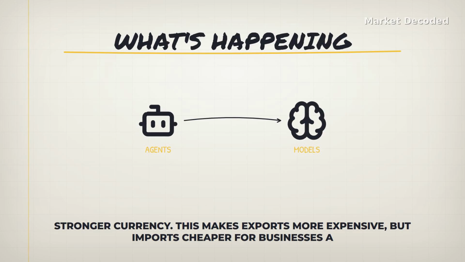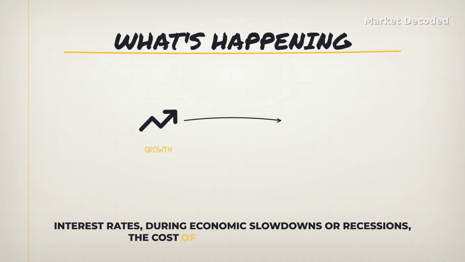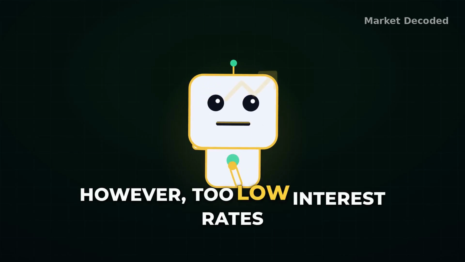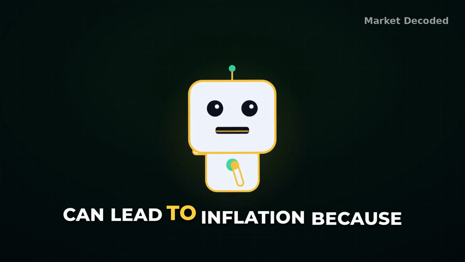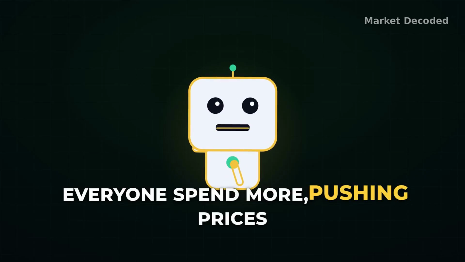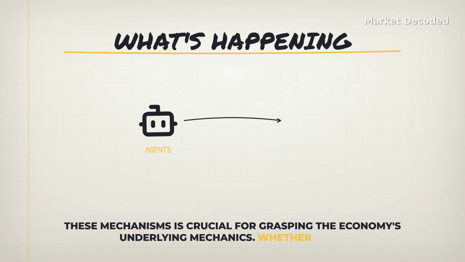On the flip side, when central banks lower interest rates, during economic slowdowns or recessions, the cost of borrowing decreases. This encourages spending and investment, helping to boost growth and employment. However, too low interest rates can lead to inflation because money becomes too cheap, making everyone spend more, pushing prices up. Understanding these mechanisms is crucial for grasping the economy's underlying mechanics.